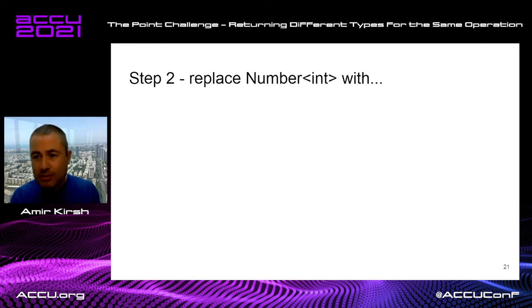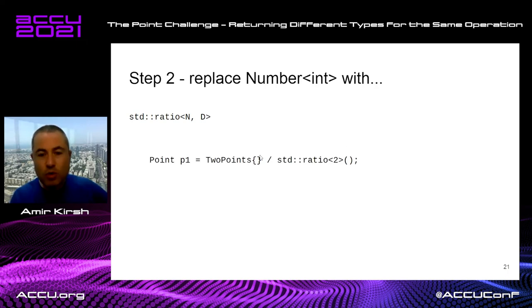We may replace number int, the class that we just saw, with a class that we know from the language, std ratio. And std ratio is a perfect fit, because std ratio can now hold any number as a denominator and a numerator. So we can say, okay, we have 2 points, we can divide it by ratio of two, and we should get back a point. But 2 points also is not something too strong. Maybe instead of having some class specific for 2 points, we can have something aggregating some number or some ratio of points. So we would look for something a bit better.